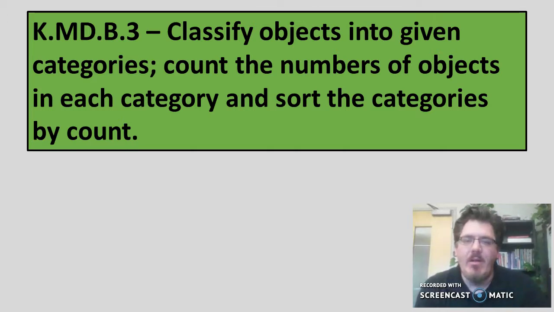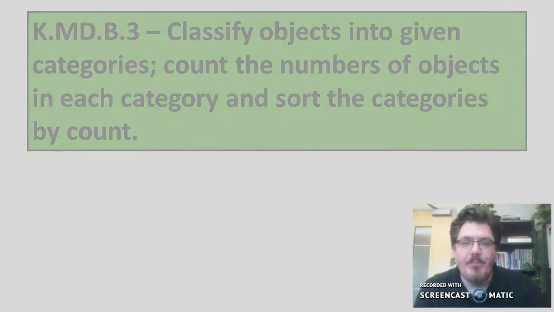According to this standard, students should be able to classify objects into categories. Then, they should be able to count the number of objects in the category and organize the categories based on the count. Long story short, we want your kindergarten student to be able to group objects according to some characteristic, to count up how many objects are in the group, and to sort the categories in some numerical fashion.